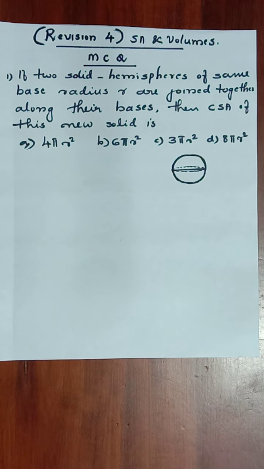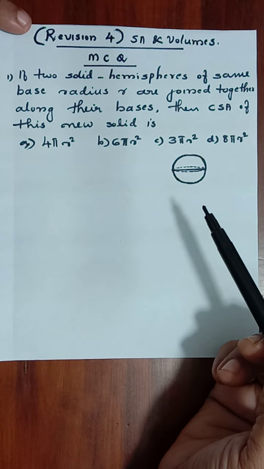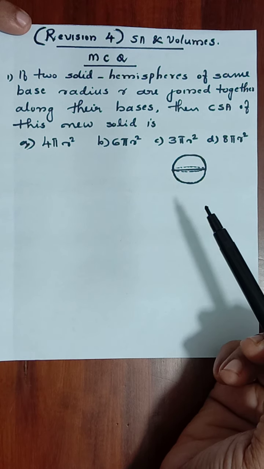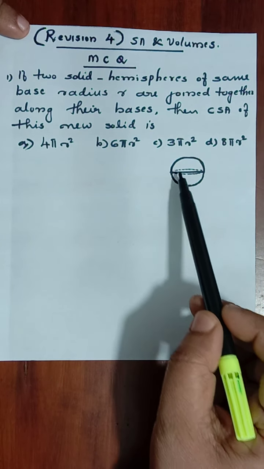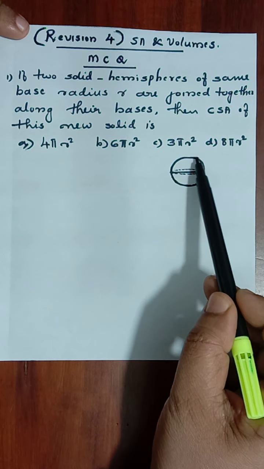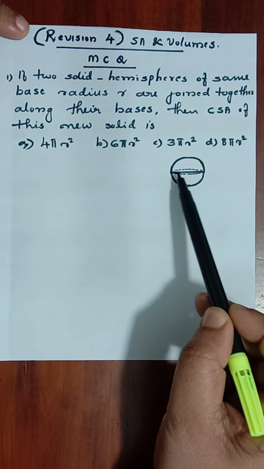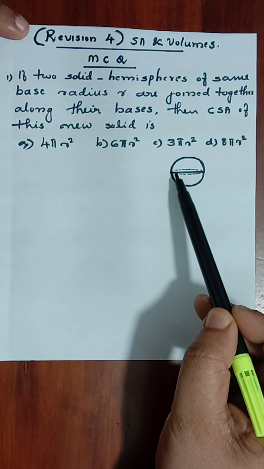First question. If two solid hemispheres of the same base radius r are joined together along their bases, then the CSA of this new solid is. Here we are having two solid hemispheres. I have drawn the figure. The figure won't be given to you. We have two hemispheres with radius r joined together along their bases. Then the CSA of this new solid.